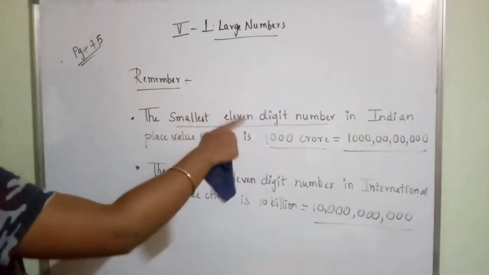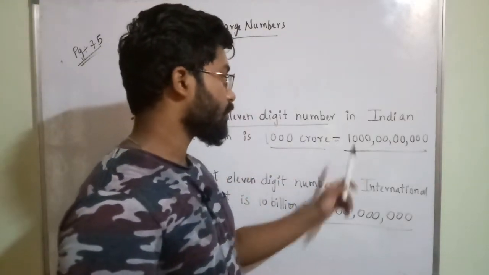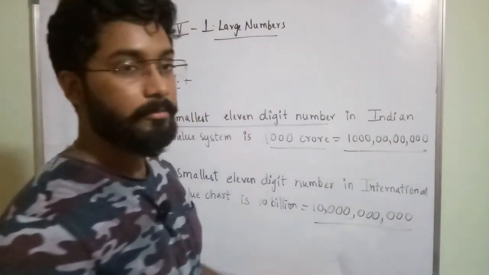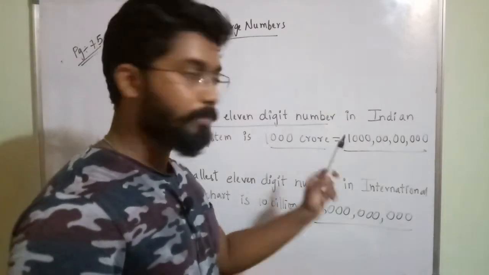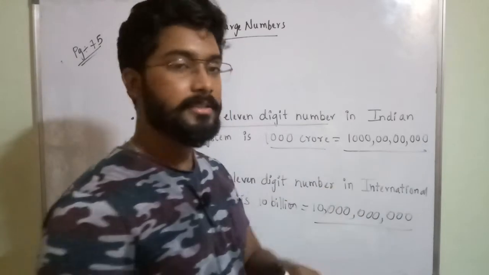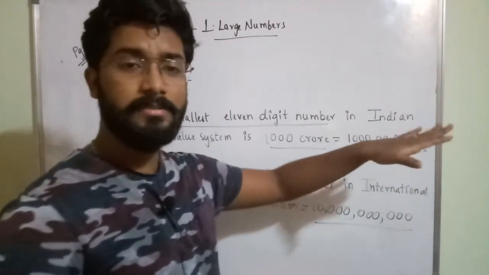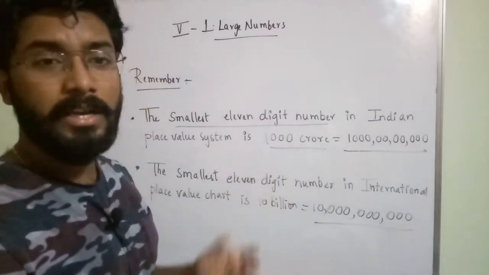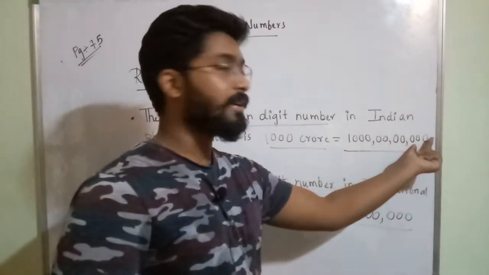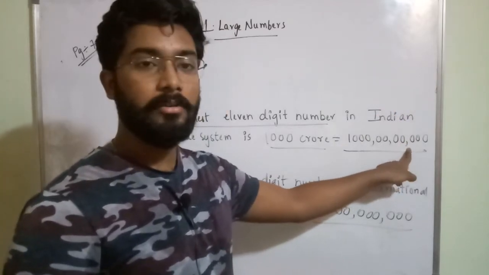The smallest 11 digit number in Indian place value system is 1000 crore. This is also 11 digit, this is also 11 digit. What is the difference? The way of putting commas. Because here the ones period will have 3 digits, after 3 we are separating. Putting commas means we are separating each period, because the ones period has 3 places: ones, tens, hundreds. So after 3 places we have to put one comma.